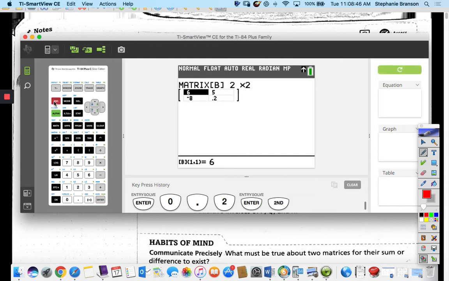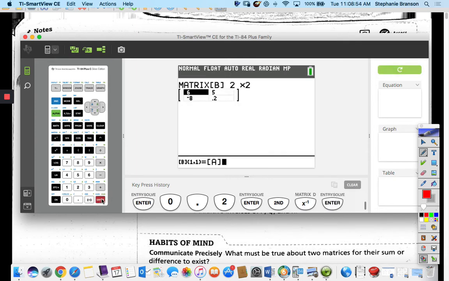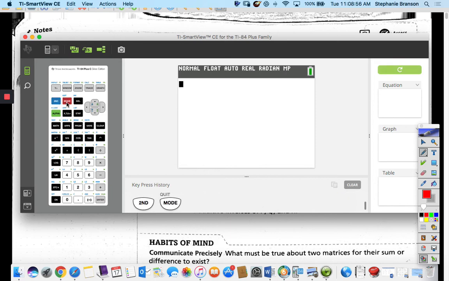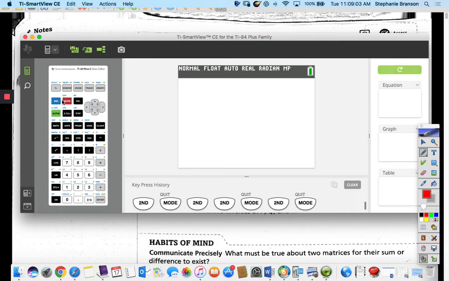So from here, we're going to hit that second and x to the negative 1 button again. We're adding A plus B. So I'm going to hit enter on A. Whoops, not right there. All right, let's go back. Hit second and then mode. Second mode. It doesn't matter what screen you're on, you can hit second mode.